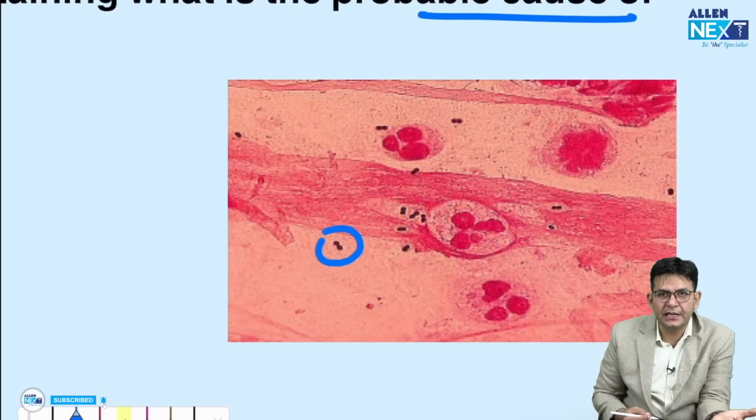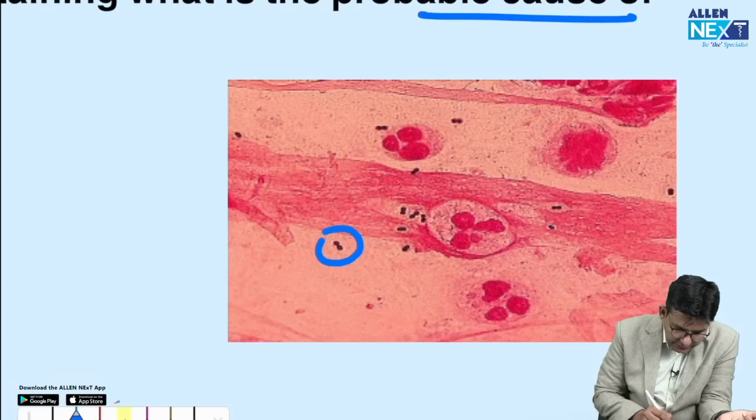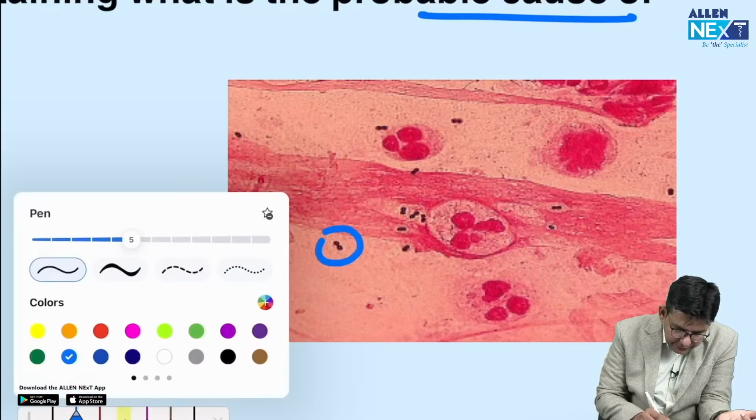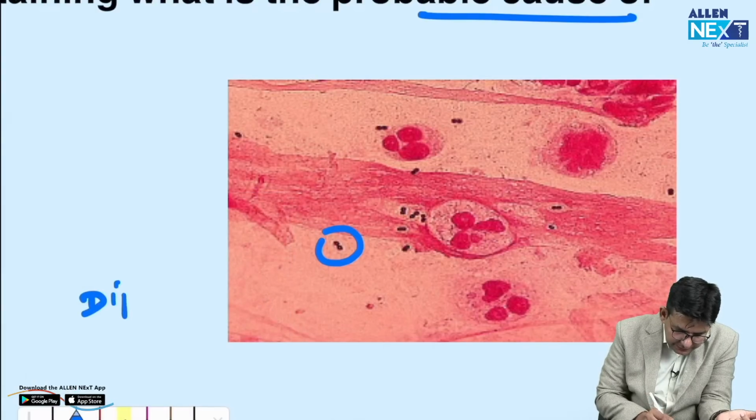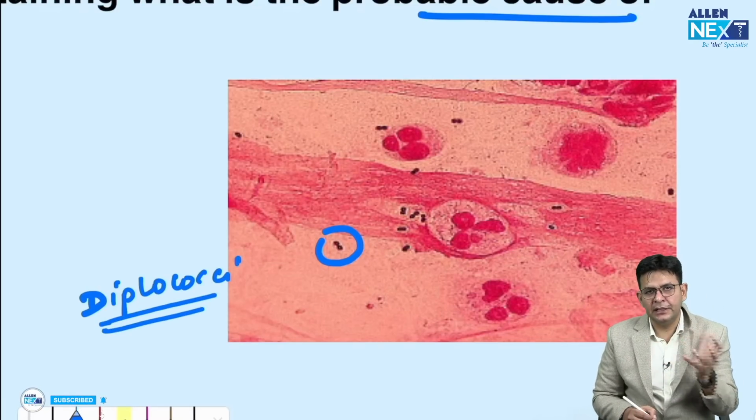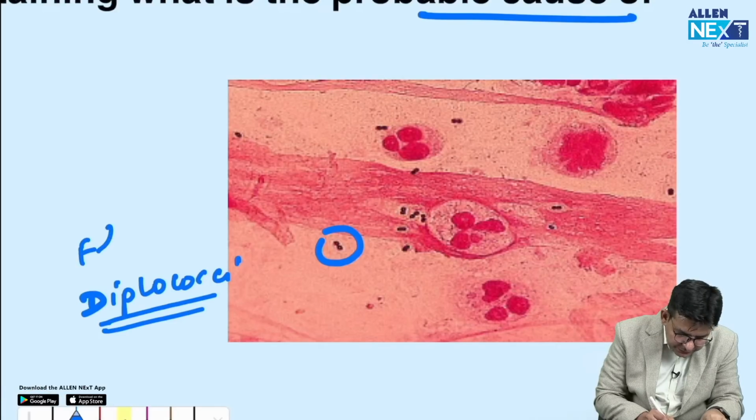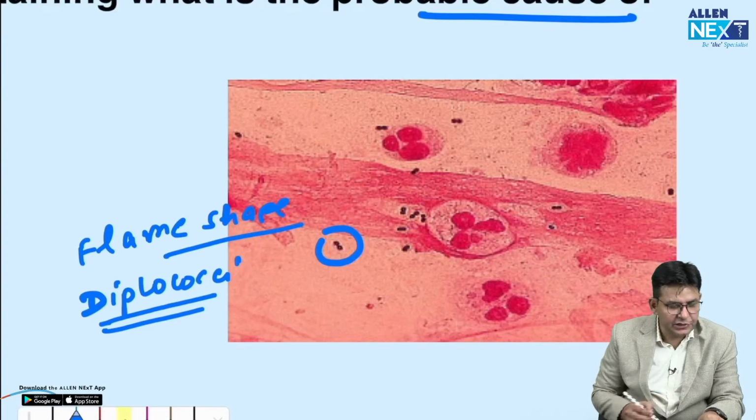And what is in the pairs, guys? Pairs is diplococci, okay. What is there in the pair? That is the diplococci, and means they are in pairs. And what is the shape of them? They look like flame shape, also termed as lanceolate.